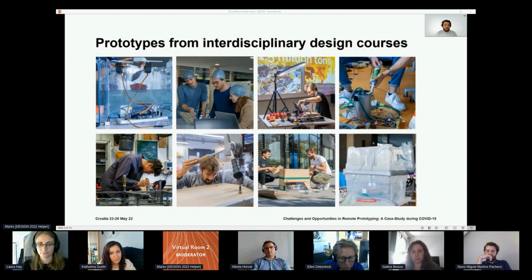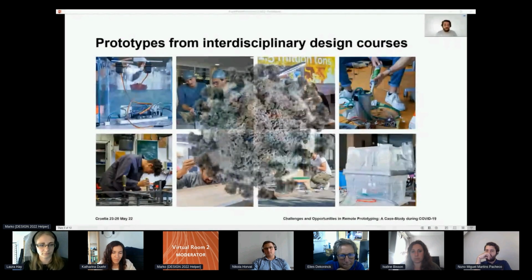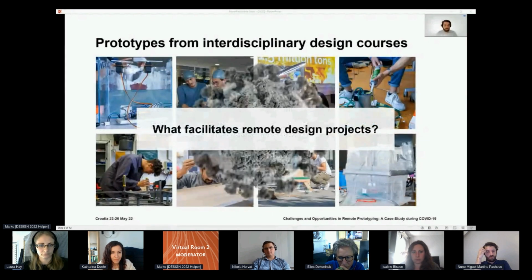And normally we do a lot of studio work. We do a lot of teamwork. We have access to workshops, to the tools. We build a lot of physical and digital deliveries. But what happens if we are in the situation of home-based work, remote team working, no access to workshops and makerspaces, and fully digital deliveries? So that's what we ask ourselves and want to figure out what facilitates remote design projects.